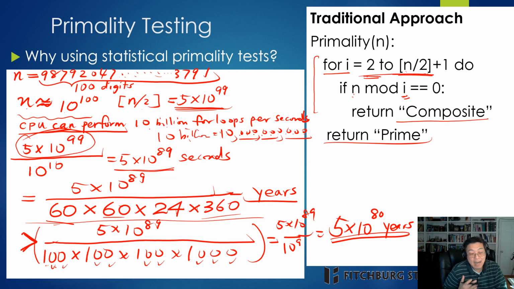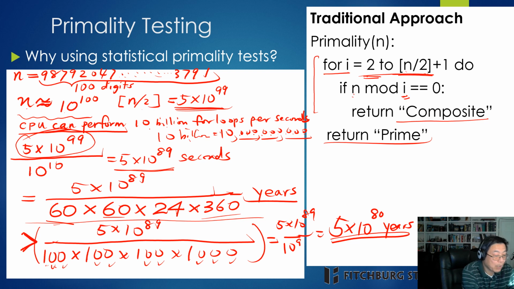Do you have any idea what that means? What's the life of the universe? Based on Big Bang theory, the Big Bang actually started 14 billion years ago. So that means our universe started 14 billion years ago.